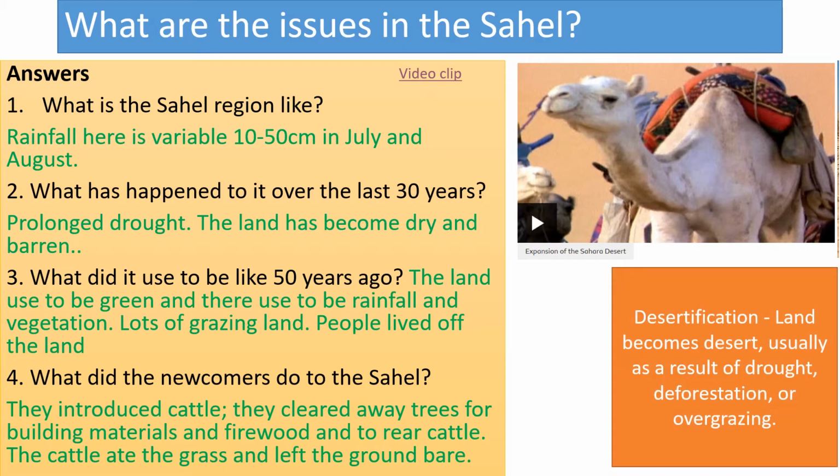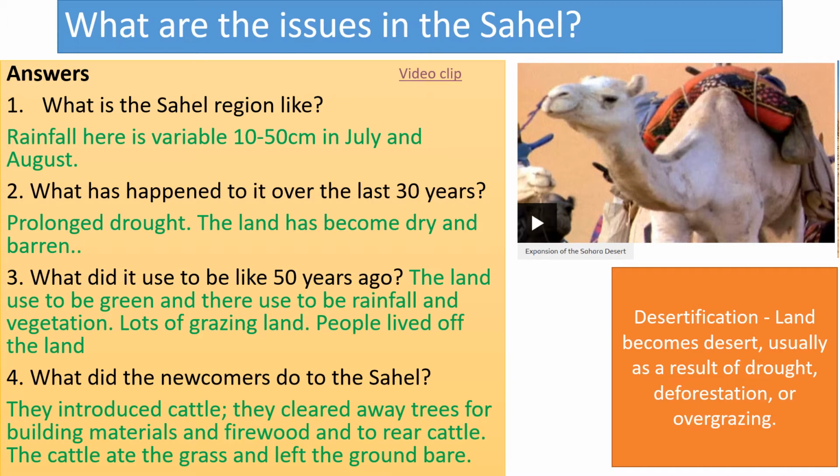Now then, desertification means land becoming desert, usually as a result of drought. Drought is when the rains don't come for many, many weeks and months, sometimes even years. It can also be caused by deforestation, which is where people chop down all the trees and remove them. Or it can be caused from overgrazing, which is what the newcomers to the Sahel were doing. They brought their cattle onto the land, the cattle ate all the grass and left the ground bare.